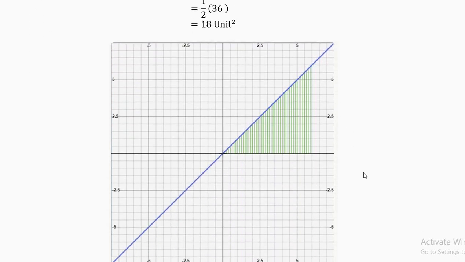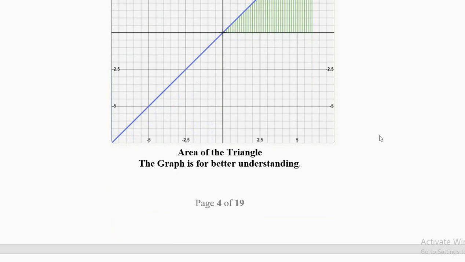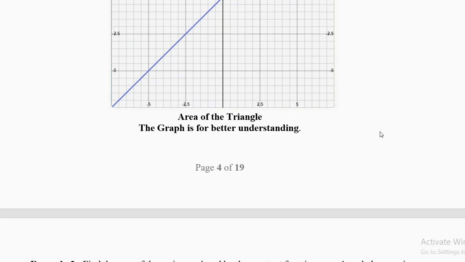Now if you look at the graph, the blue line is your straight line graph and this green shaded thing is the area, from a to b, a equal to 0 and b equal to 6. In this question, you can also do the area using your school geometry. See, the graph will help you to understand what exactly is going on when we do the areas.